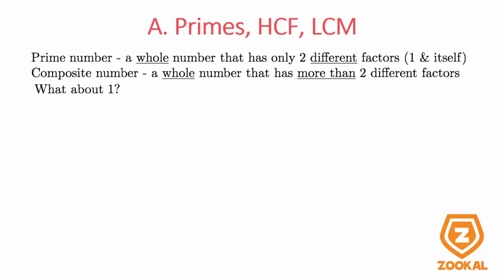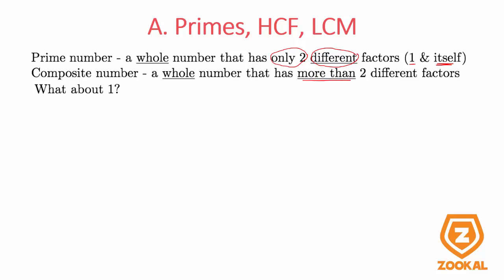So what is a prime number? A prime number is a whole number that has only two factors, and these factors have to be different. These factors are usually 1 and the number itself. The opposite of prime numbers would be composite numbers, which are whole numbers that have more than two different factors.